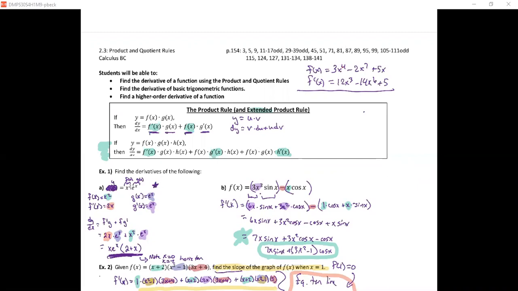Let's take a little history of where we've been. In 2.1, we talked about the definition of derivative, and we used the limit process in order to do that. And we also talked about the alternate definition of derivative.